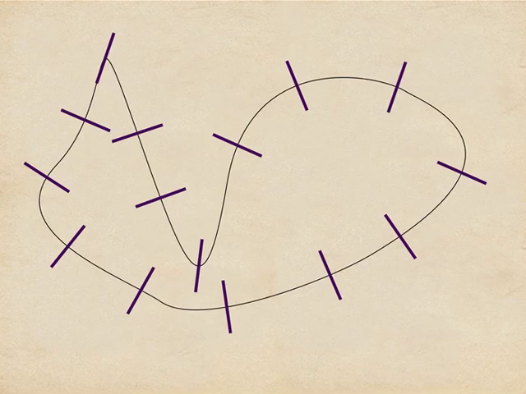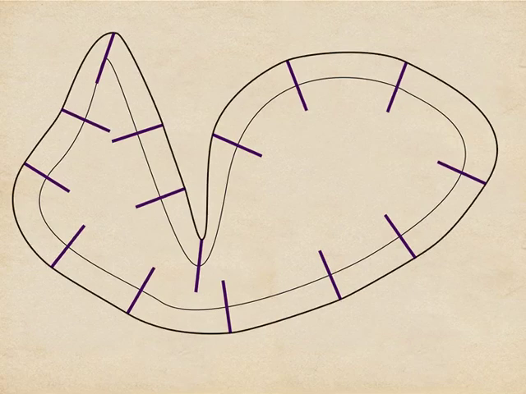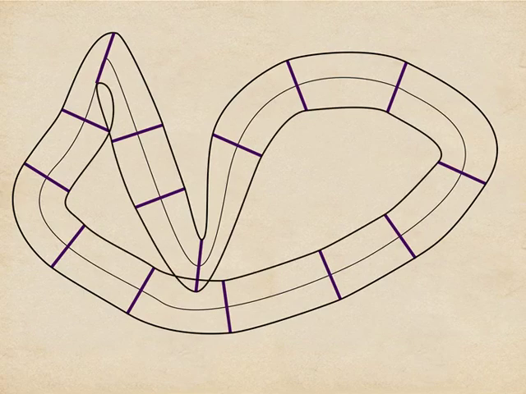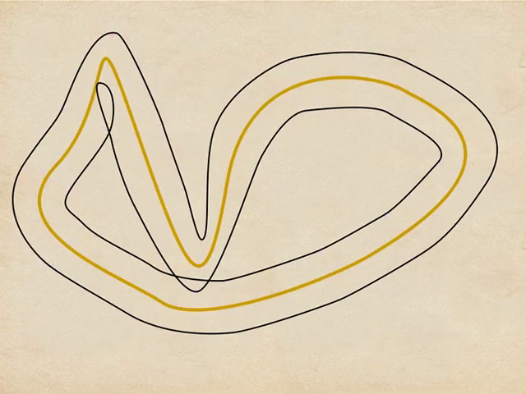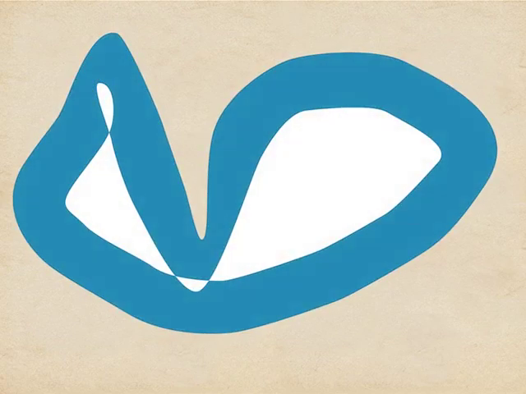Just join up the first vertex of every one of these normal lines, and we get one of the offset curves. Join up the other end of all the lines, and we get the other offset curve. So here's the center line with its 2 offsets. We can draw this another way by filling in the outer curve with blue and the inner curve with white. So let me show you all of this in action.